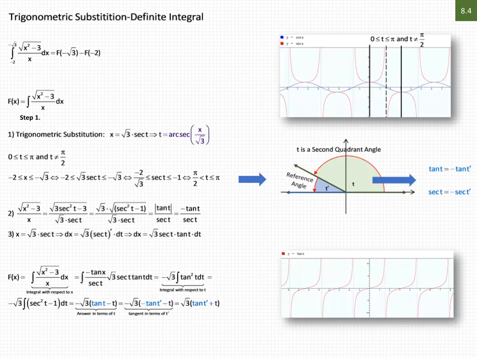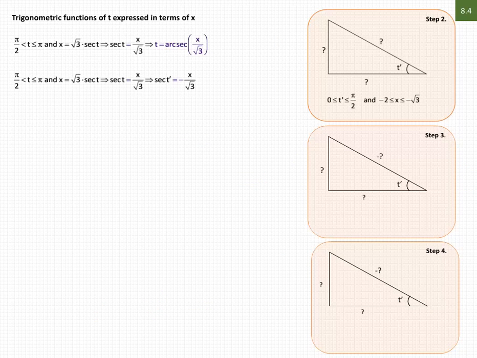As t is between pi over 2 and pi, where t is a second quadrant angle, I'll write the antiderivative in terms of the reference angle t prime, which is an acute angle. I want to remind you that tangent of t equals minus tangent of t prime, and secant of t equals minus secant of t prime. After the integral with respect to t prime, the reference angle, has been evaluated, each component has to be written in terms of x, the initial variable of integration.